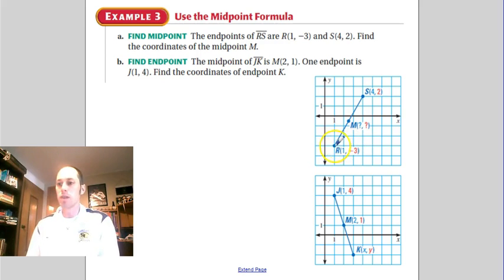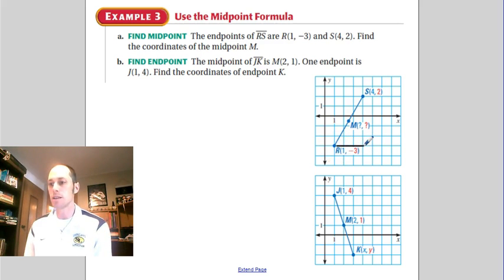We'll take what we know about a midpoint. It's halfway between R and S. Well, it's going to be halfway between horizontally, and halfway vertically. So if we can figure out those lengths either way, that can help us find the coordinates. So if we look from R to S horizontally, we go over 1, 2, 3 units. So the halfway point would be 1.5. So if I go 1.5 over from R, that gives me the x coordinate at 2.5.